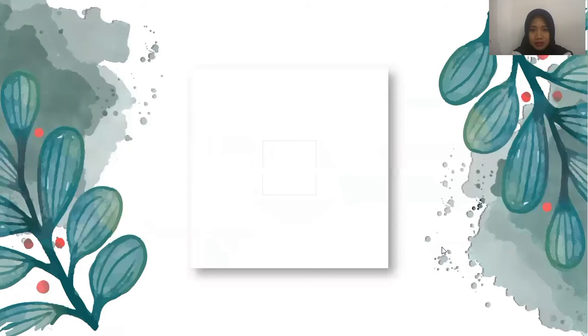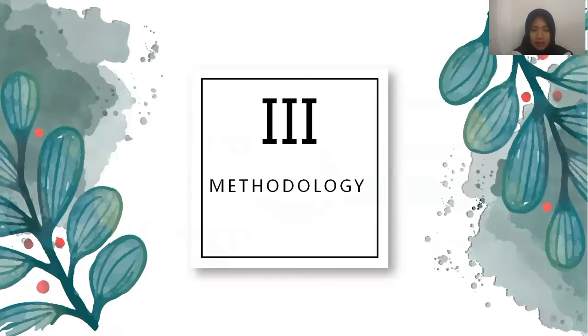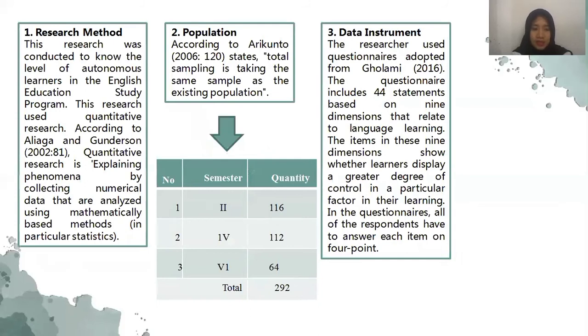And then chapter 3, methodology. First, the research method. This research was conducted to know the level of autonomous learners in the English education study program. This research used quantitative research. According to Aliaga and Gunderson 2002, page 81, quantitative research is explaining phenomena by collecting numerical data that are analyzed using mathematically based methods, in particular statistics. It means that in this study, the researcher used quantitative methods, in which the data are analyzed using mathematically based methods or numerical data.